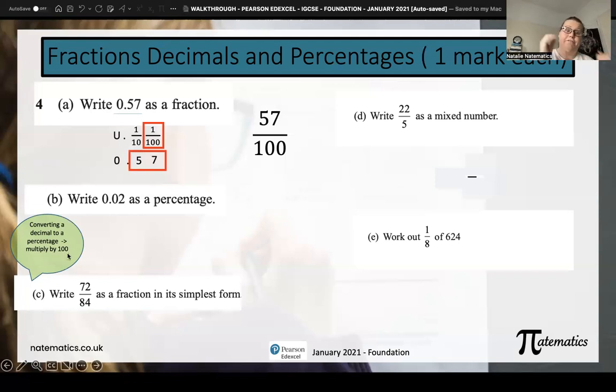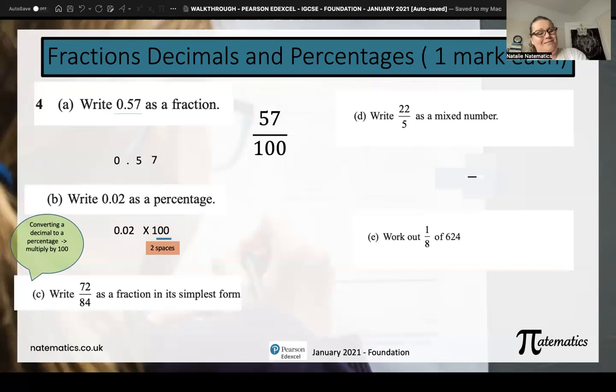So when we convert from a decimal to a percentage, easy, multiply it by 100. How do we multiply by 100? We move so many spaces to the left or to the right. Multiplying by 100, you're going to be moving 2 places, and the digits move left because we're multiplying by 100. So we're going to end up with 2%.